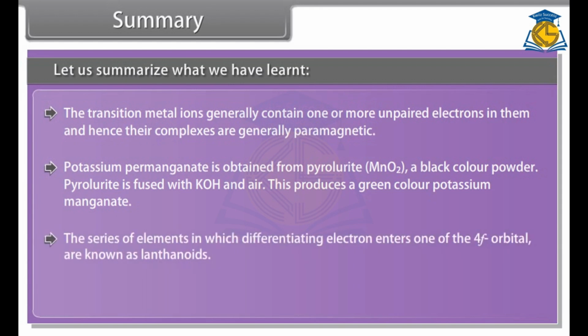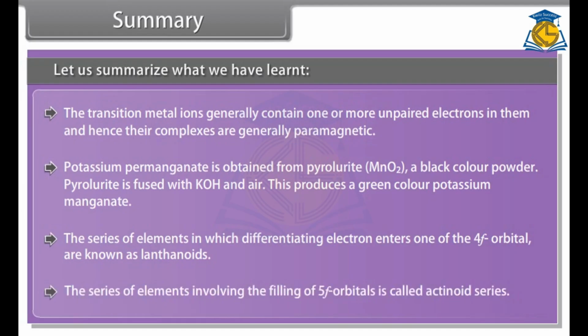The series of elements in which differentiating electron enters one of the 4f orbitals are known as lanthanoids. The series of elements involving the filling of 5f orbitals is called actinoid series.